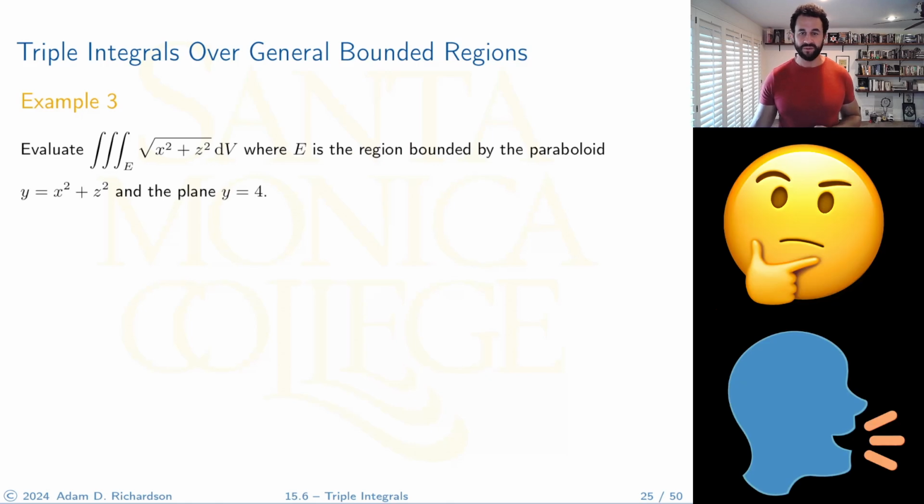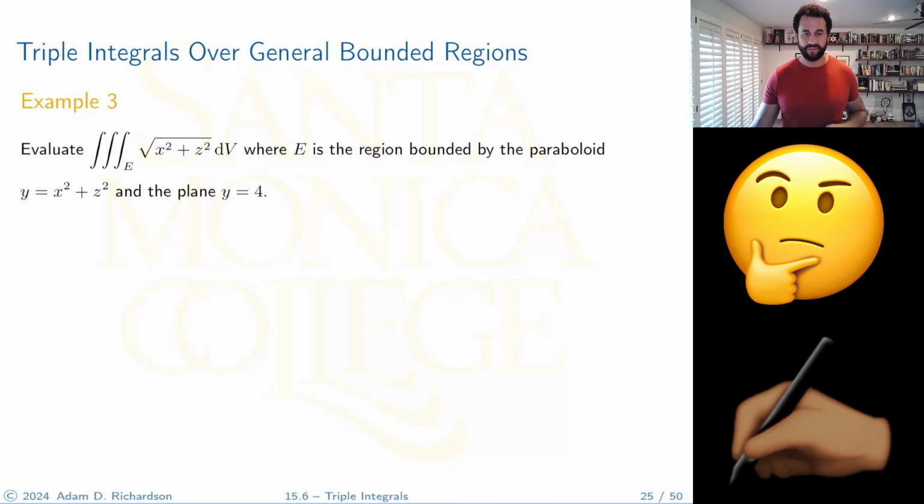Now say something out loud to give your brain that audio feedback to help you make sense of the problem. And now try to work it out on your own. At least try to visualize and sketch the region and think about how you would scan it. And we'll do it together in a moment.